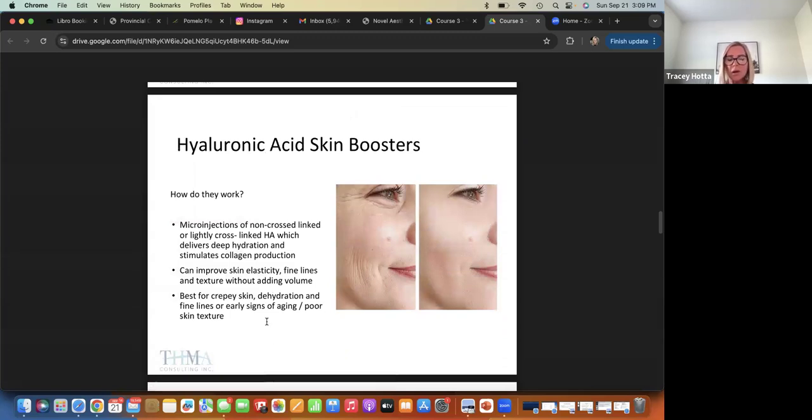Injectables would include hyaluronic acid skin boosters, and there's a lot of these on the market right now. How do they work? And what do they do? So they involve micro injections of non-cross-linked or lightly cross-linked HA, or hyaluronic acid, which delivers deep hydration and stimulates collagen production.